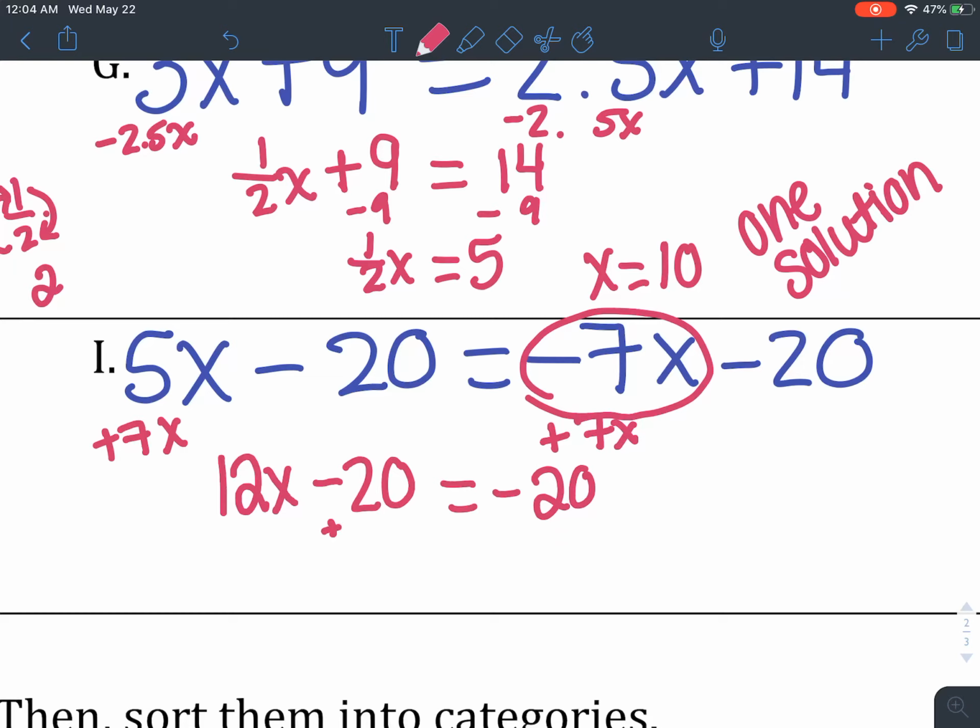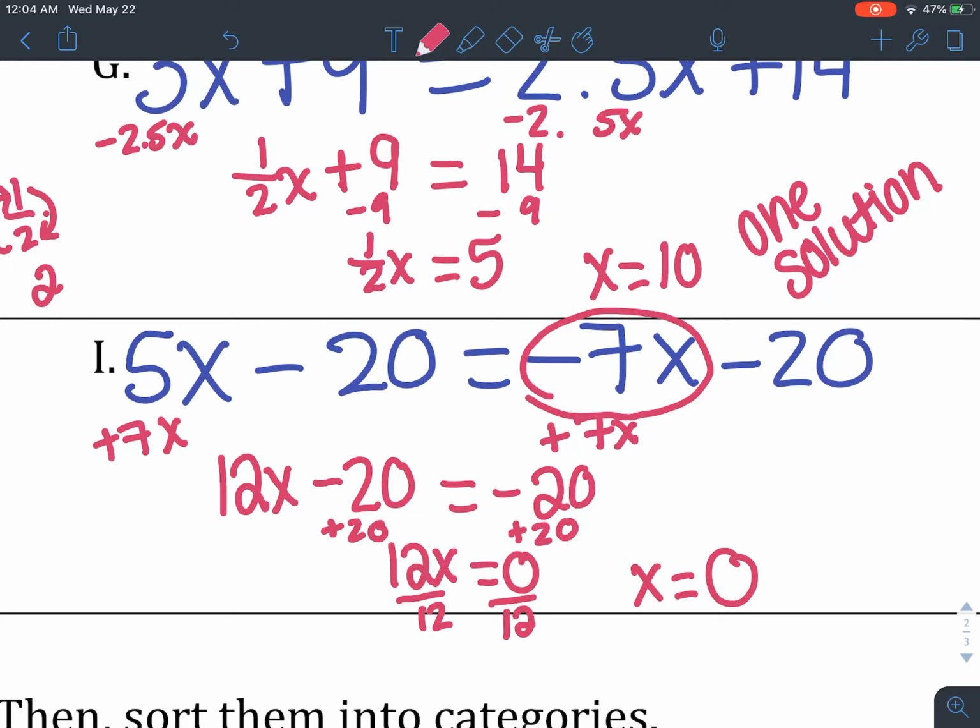Okay, and then now I'm going to add 20 to both sides. And so we're left with 12x equals, that's going to give me 0. Now, if I have to divide both sides by 12, 0 divided by 12 will be 0. And even if it's x equals 0, that's still a solution. So that's going to be a 1 solution problem.